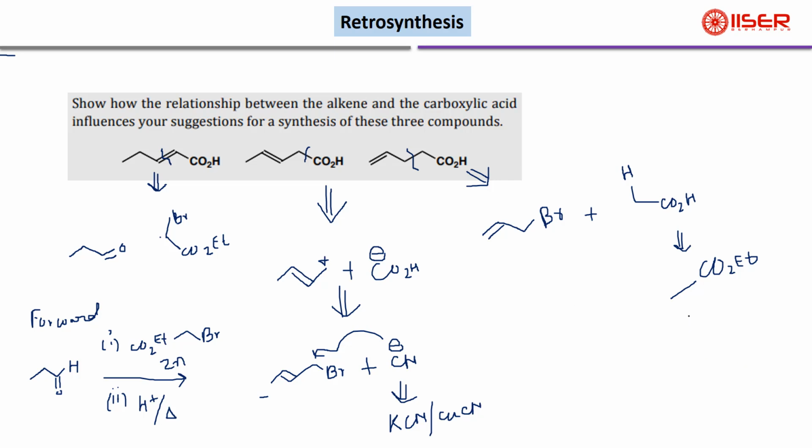You just have to add this compound to this one in presence of NaOH, like a base. In presence of base it will form an enolate. That enolate will react with this allyl bromide and substitute the bromide. After that, if you perform hydrolysis, the ester will be hydrolyzed to acid.